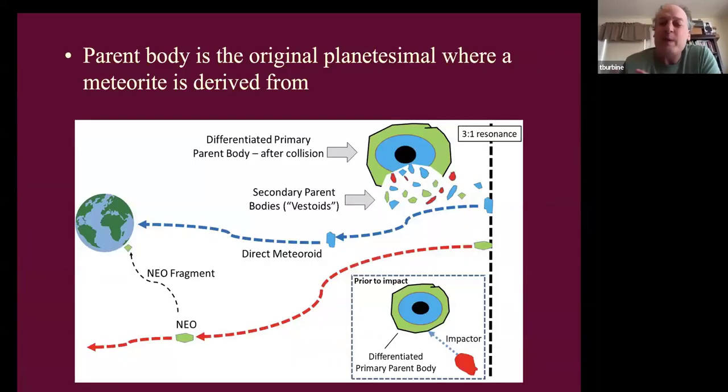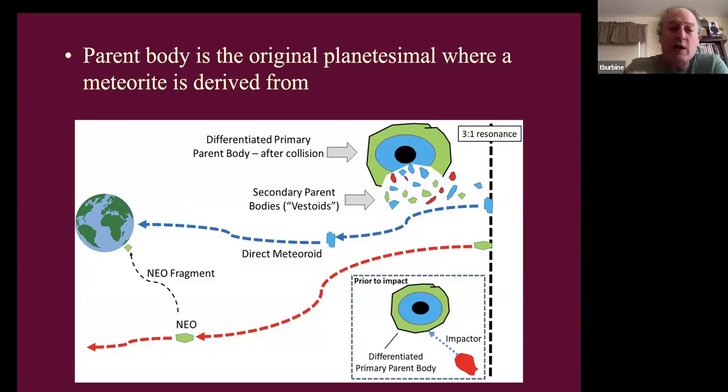And a parent body, people define it differently, is the original planetesimal from which a meteorite is derived, the original huge body that formed. This shows a differentiated primary, maybe like Vesta, where the parent body has some collision, an impact, and pieces come off. They either go directly to Earth, go to a resonance and then to Earth, or become an NEO, and then maybe you get a fragment of an NEO. And this would also work if this was undifferentiated, just a big chondritic body.